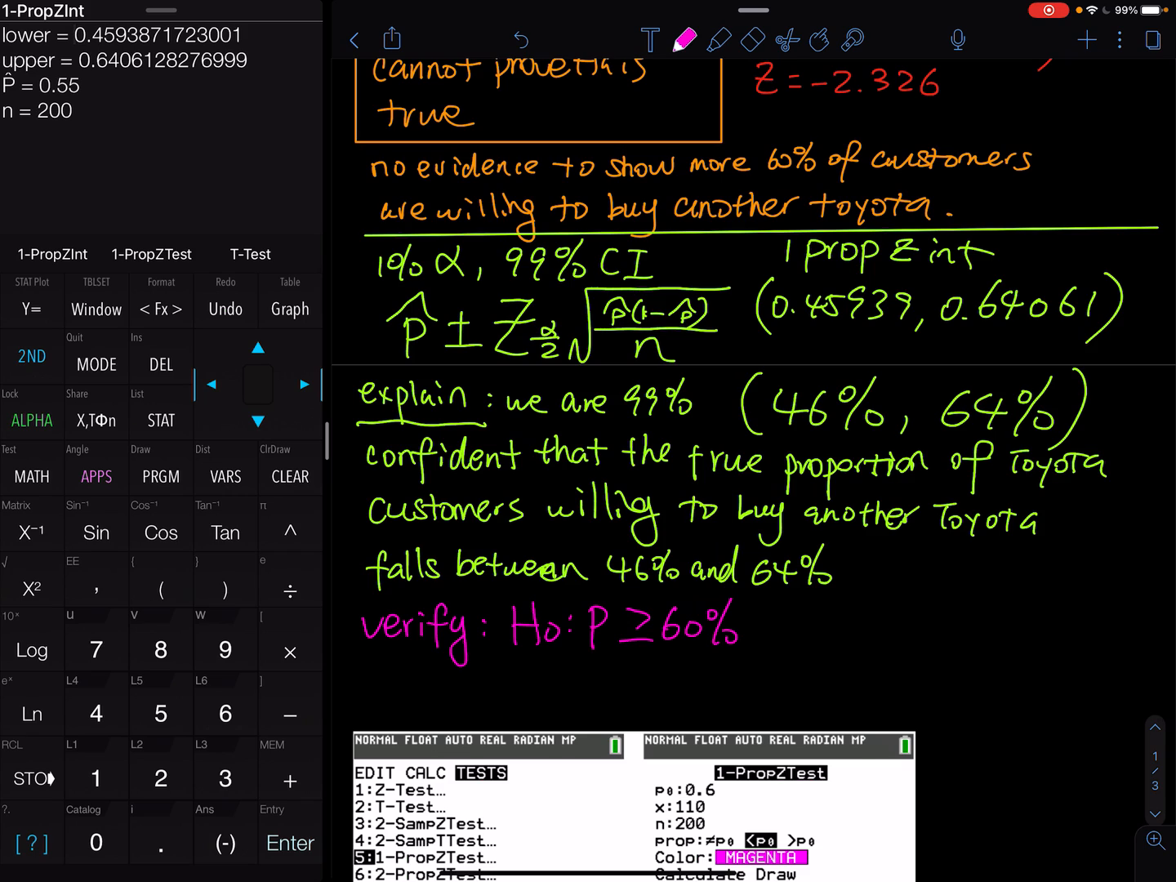So 60 is inside, right? If you make P like 80%, that is outside, of course, but as long as I can find one number that satisfies the inequality, then that is inside. So we have H naught greater than or equal to 60%. So 60% is inside. So that means H naught can be true. Then we fail to reject H naught.